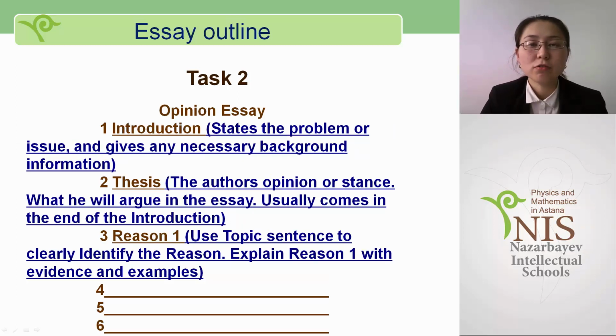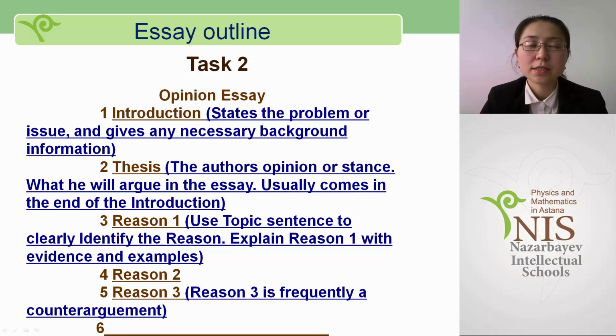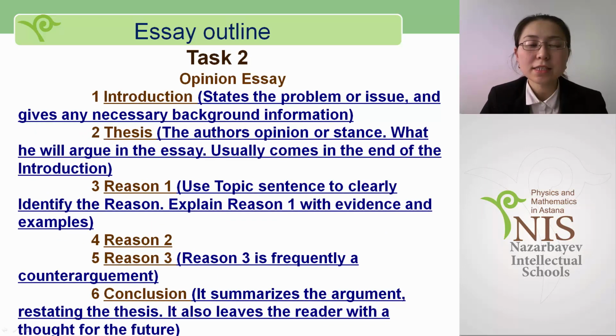The next thing is reason. You now should start with reasons. Use a topic sentence to clearly identify the reason and explain the reason with evidence and examples. Then you can have one more reason and one more reason. But the last reason is frequently a counter-argument of the given issue. And the sixth thing you should do is conclusion. You should conclude your essay. It summarizes the argument restating the thesis. It also leaves the reader with a thought for the future.